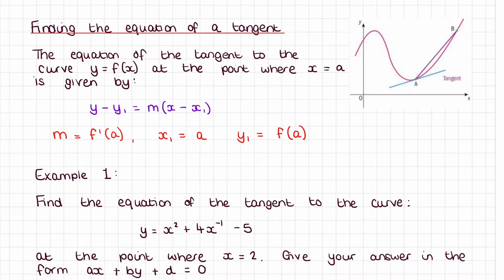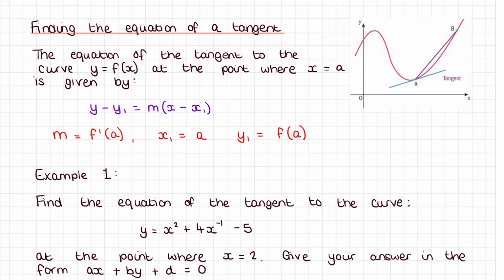Now the parts of this that we need to know: our m in the equation, our gradient, is our derivative at a point, and then x1 and y1 are just the coordinates of that point. I've got two examples to go through.